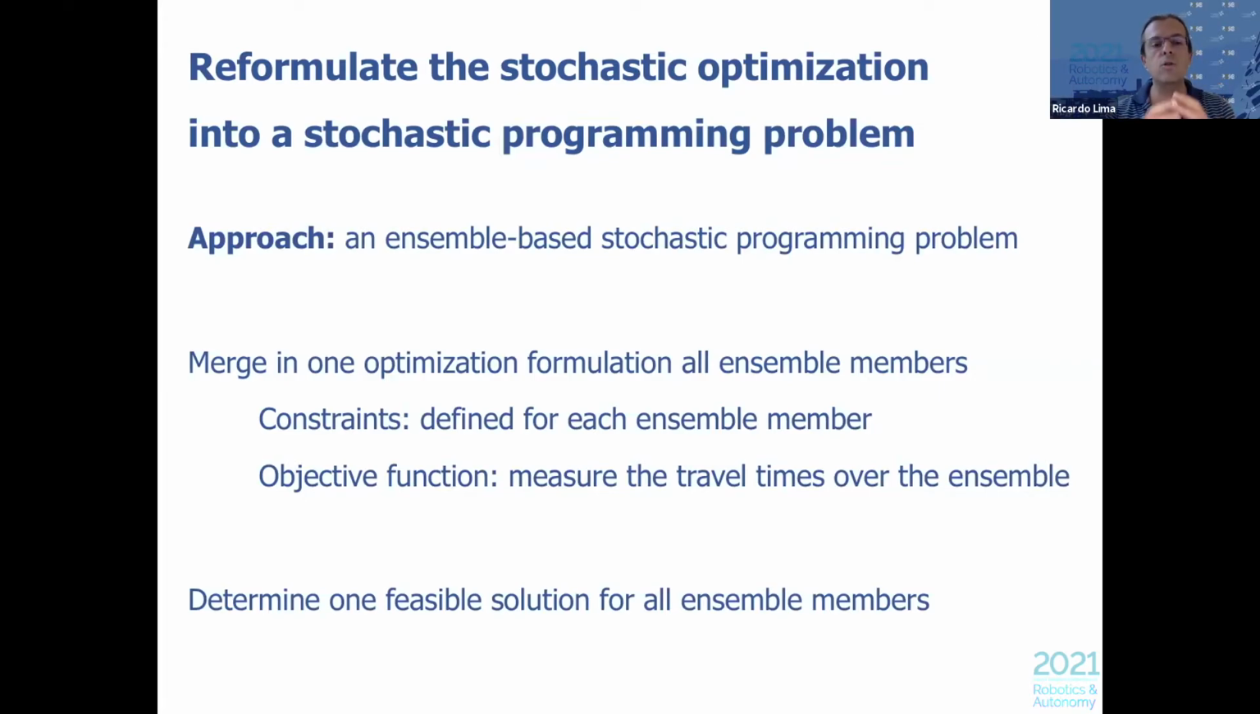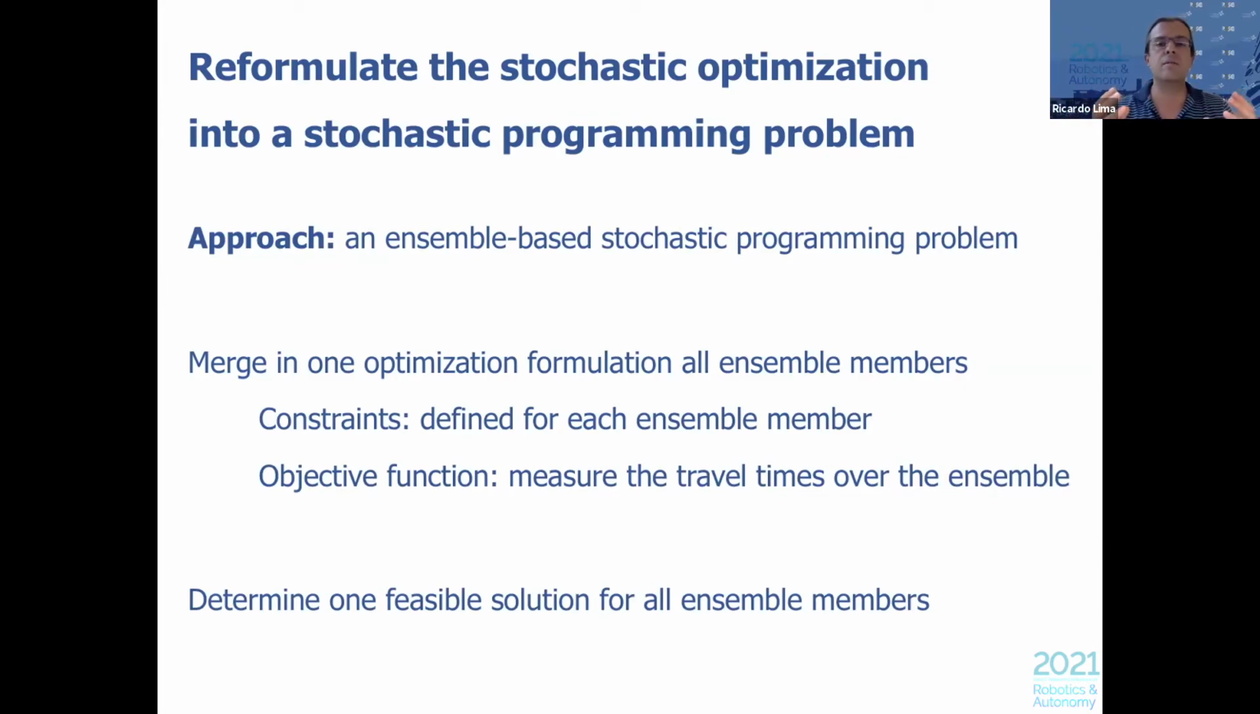Okay, so all the constraints that we have in the deterministic model now will be defined for each ensemble member, for each forecast. And because now we have these different forecasts in the model, the objective function is a measure of some property of this forecast. And in this case, what I'm going to show you is a measure of the travel time over all the members of the ensemble.